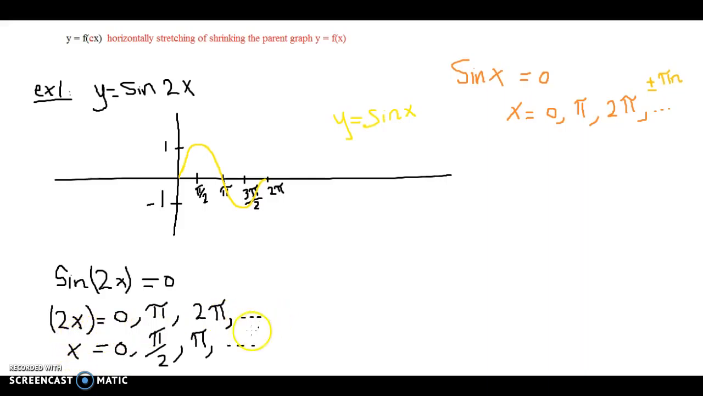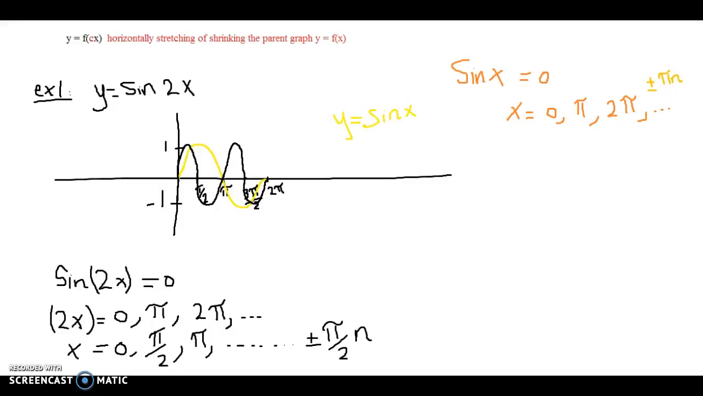So if I divide all the zeros by 2, I get 0, pi over 2 instead of pi, pi instead of 2 pi, and then the pattern keeps repeating. So if I want to graph this, I will notice that my zeros are now at every point marked on the x-axis. Looking at the graph, I'll see that the zeros are 0, pi over 2, pi. So really, instead of being 0 plus or minus pi n, it's now 0 plus or minus pi over 2 n. And that's how it's affected.